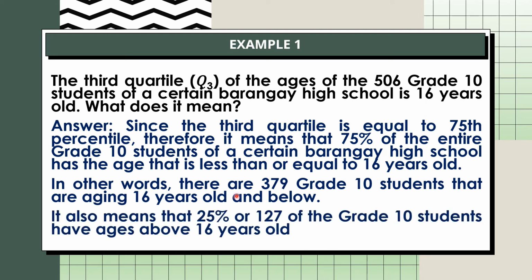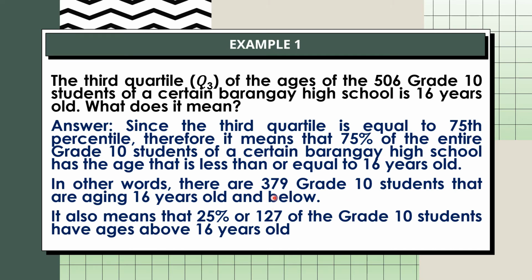But specifically, in other words, there are 379 grade 10 students that are aged 16 years old and below. So, paano nakuha yung 379? So, para ma-solve yung 379, i-convert natin sa decimal yung 75%, which is 0.75. Magmo-move ka lang ng 2 decimal places papunta sa kaliwa. So, you have 0.75 multiplied by 506. That is approximately equal to 379.